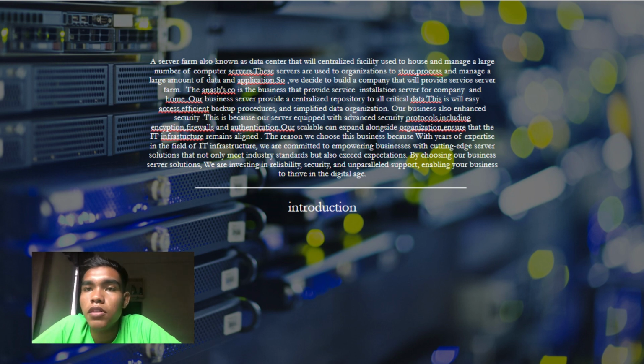The reason why we chose this business is that with years of expertise in the field of IT infrastructure, we are committed to empowering businesses with cutting-edge server solutions that not only meet industry standards but also exceed expectations. By choosing our business server solution, you are investing in reliability, security, and unparalleled support, enabling your business to thrive in the digital age.